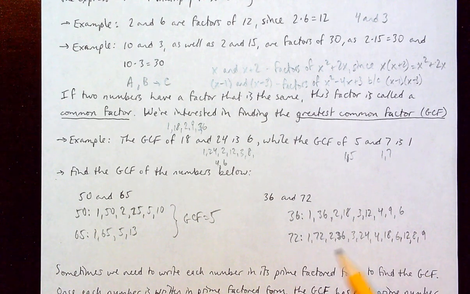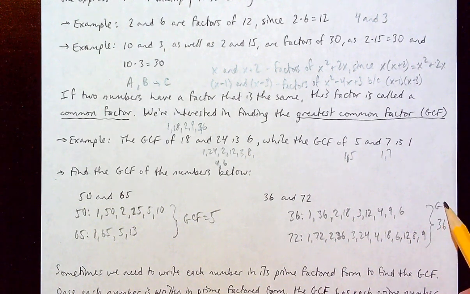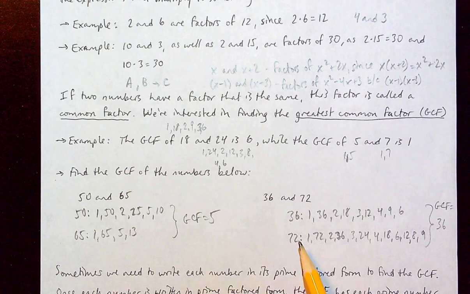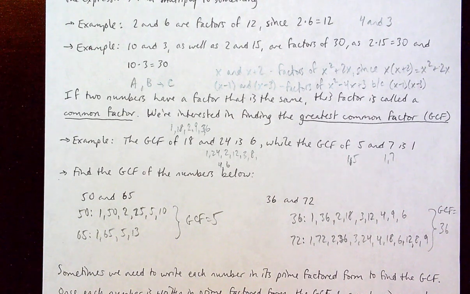So actually, what is the largest number in common to both of these lists? It's actually 36. And it was one of the two numbers that we were given to work with at the start. So sometimes your GCF is actually one of the two numbers that you were handed at the start.